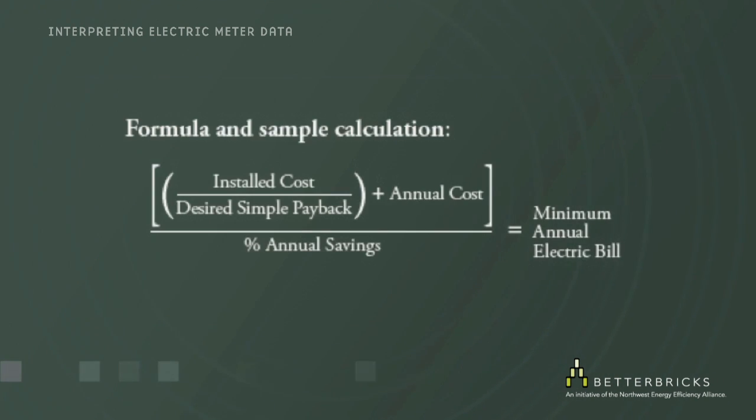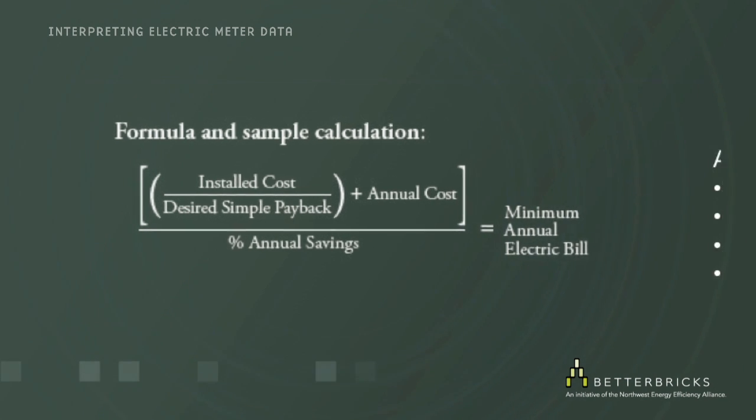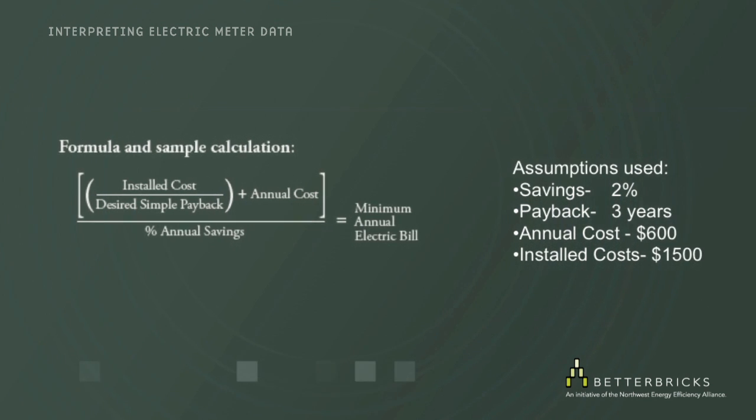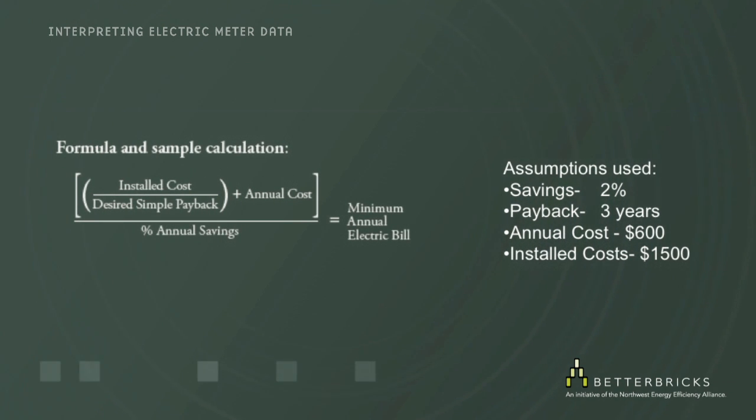So when we go back to some calculations that are provided in this reference guide that we talked about, we take our installed costs and divide that by our desired simple payback, plus what the annual cost is, and divide that by your annual savings. And the annual savings is in a percentage of annual savings. And that'll provide you with a rough idea of what the minimum annual electric bill should be to get your payback. So in this case, we're going to use a savings assumption of 2%, a payback desired of 3 years, an annual cost of $600 a year, with installed costs of $1,500.